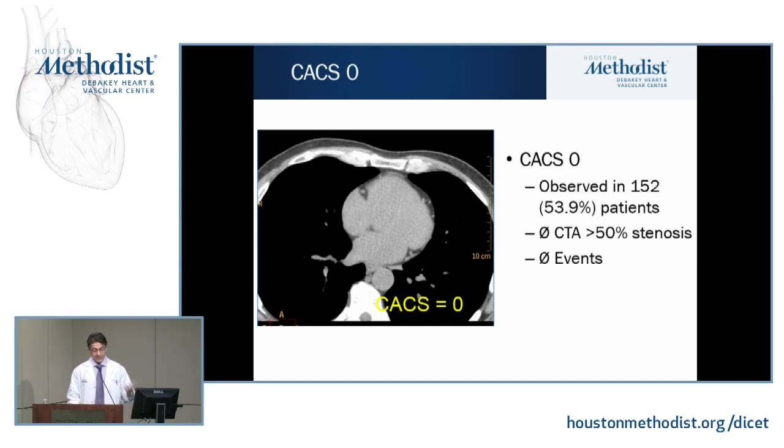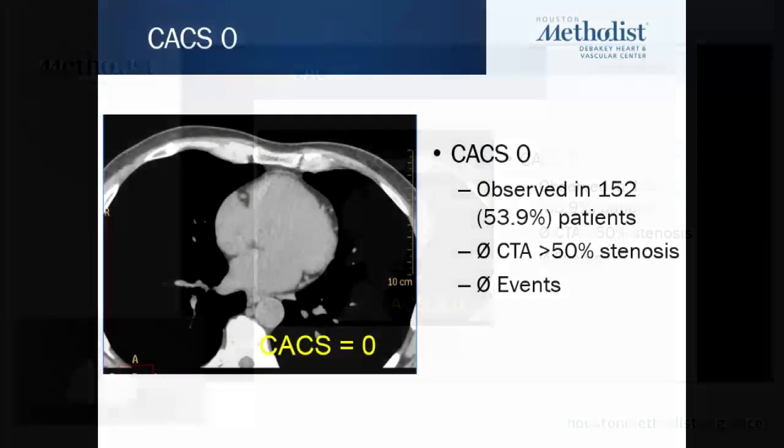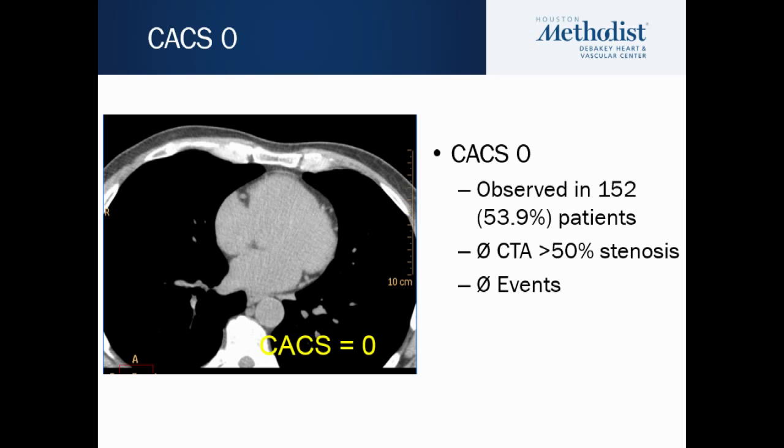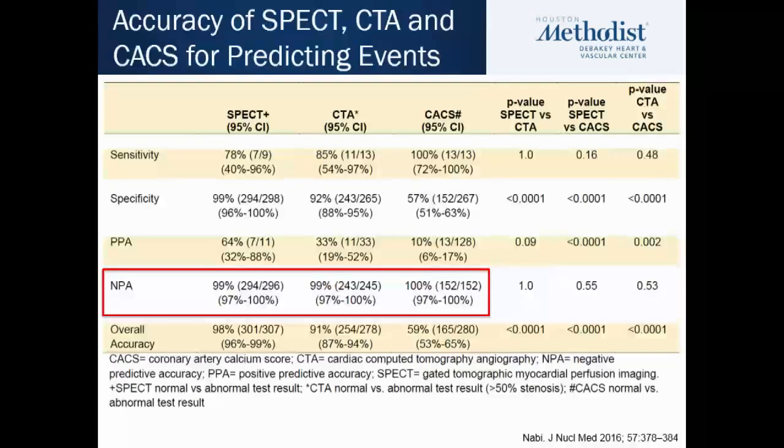Okay, and in this study, we also had this group of patients, almost 50% of patients, who had a calcium score of 0. We observed that almost none of them had any events in follow-up, and there were no patients who had a stenosis greater than 50% by angiography. This was a great observation, and when we compared these different techniques, SPECT, CT, and calcium scoring, for their negative predictive accuracy, they all fared just as well.